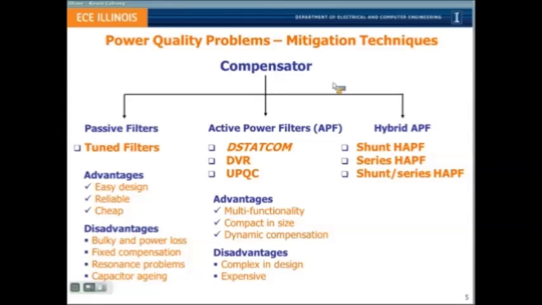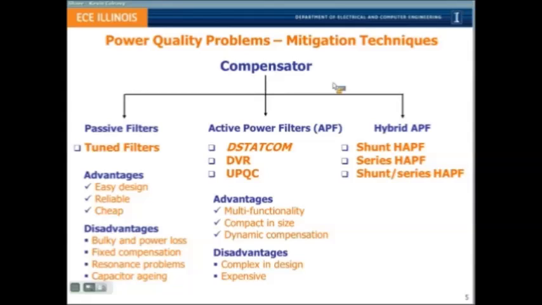These are called compensators. From the literature, we have grouped what these techniques are. One is passive filters. We know them for sure because they have been time tested and they are very rugged. The obvious advantages are easy design, because once we know the frequency, all you have to do is find the cutoff frequency and design the LC components so that you get rid of the harmonic components. They are reliable because they don't have any switching components. They are just passive devices which don't cause any trouble. And they are cheap because they have been used for a long time.